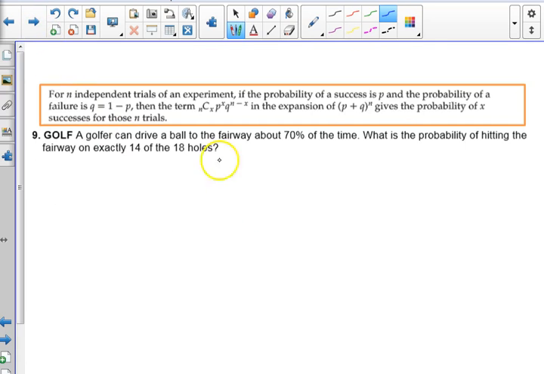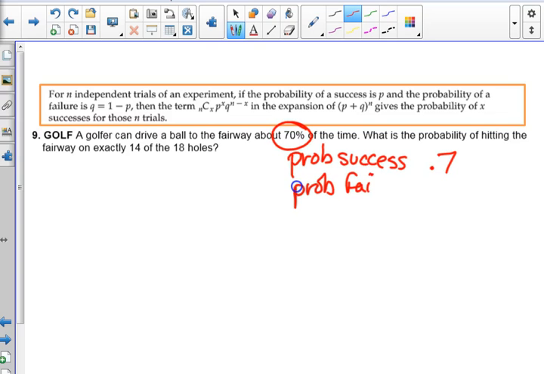I'm going to go straight to number 9 on your sheet. What can you pull out of here? Can you tell me anything? The probability of success is 0.7. What's the probability of failure then, guys? 0.3. Okay, that seem all right? What else can you pull out of that question for me? How many trials are we doing? And how many times are we hoping to succeed?